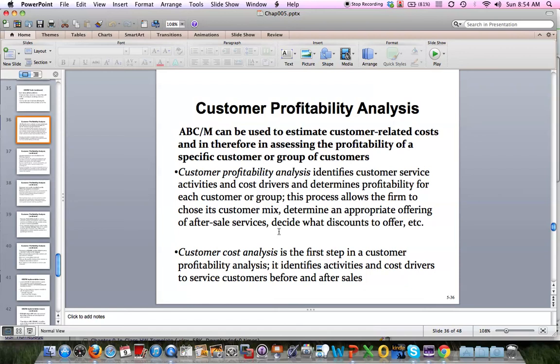Customer cost analysis is the first step in a customer profitability analysis. Identifies activities, cost drivers to service customers before and after sales. Okay, so what does it cost to deliver our goods or service to a customer?